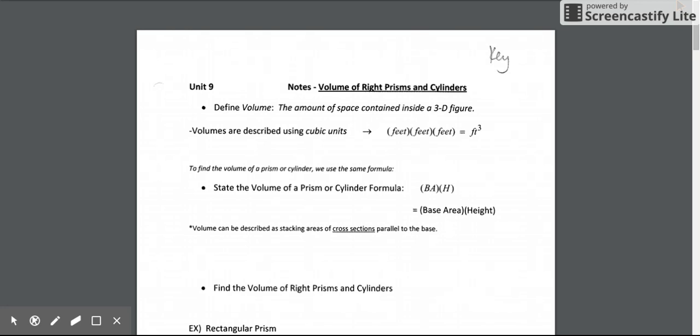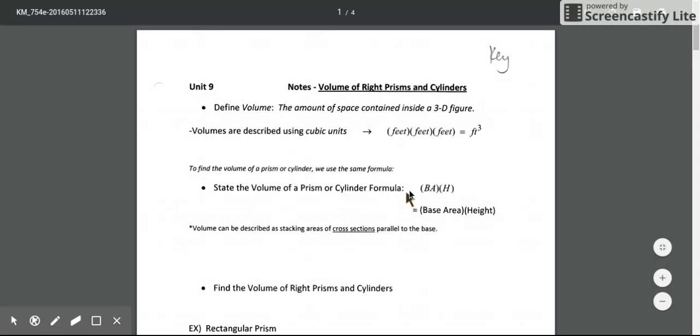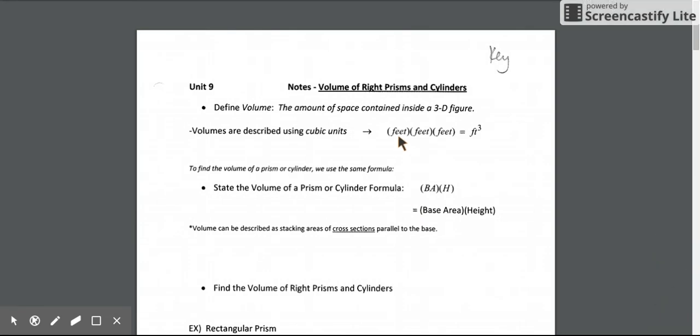And we talk about volume in terms of cubic units. The reason why is that we're multiplying three dimensions together. If we use this as an example, if our dimensions are in feet, then feet times feet times feet gives us feet cubed, or feet raised to the third power.